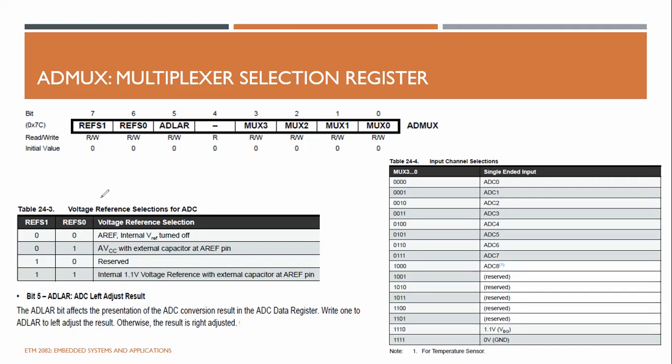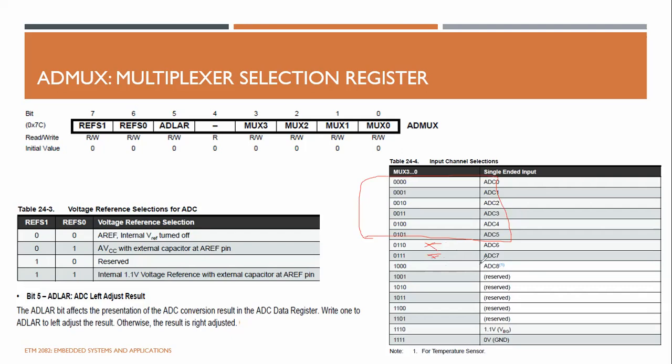And ADLR is for your digital value. It could be left adjusted or right adjusted. I will explain it later. And from here, you can select the ADC channel. If you want to select ADC 0, you have to write 0. If you want to select ADC 1, you have to write 0, 0, 0, 1. You can go up to 5, so these 5 pins are available in the microcontroller. And this is not available in the ATmega328P.